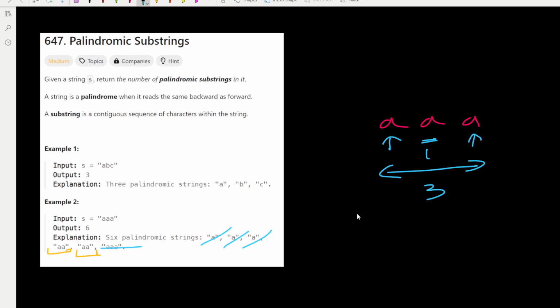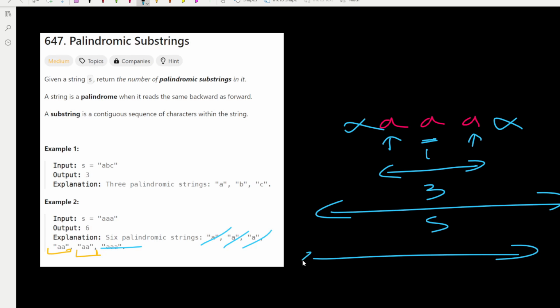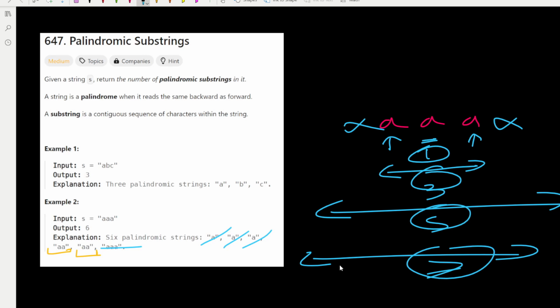Imagine if we have a longer string, let's say right here and right here. We expand again, we have 5, but then we will have 7. What do we notice? All odd numbers. So now we are only calculating the odd palindromic substrings. What about the even ones? How can we calculate the even palindromic substrings?